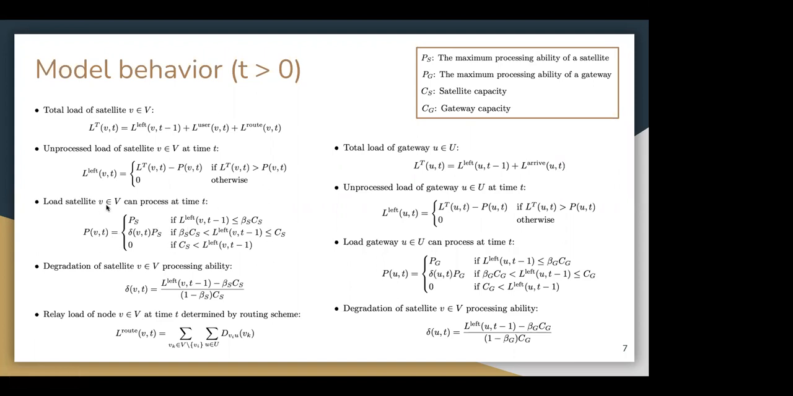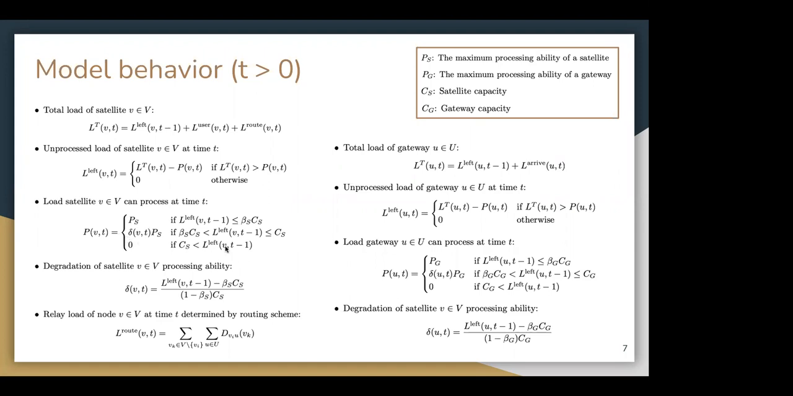For example, this is for a satellite, but here we can see that this L left is the unprocessed load, and this is the maximum processing capacity. So if the load left within a node is rather small, and what is small is something that can be tweaked in the model as needed by these parameters here, if it is low enough, then it will be processed at maximum capacity. If it is in between the maximum capacity and these tolerance parameters, then it degrades with this delta here.